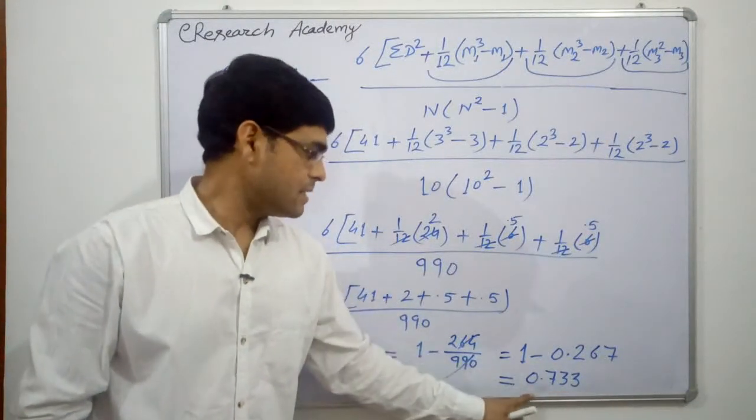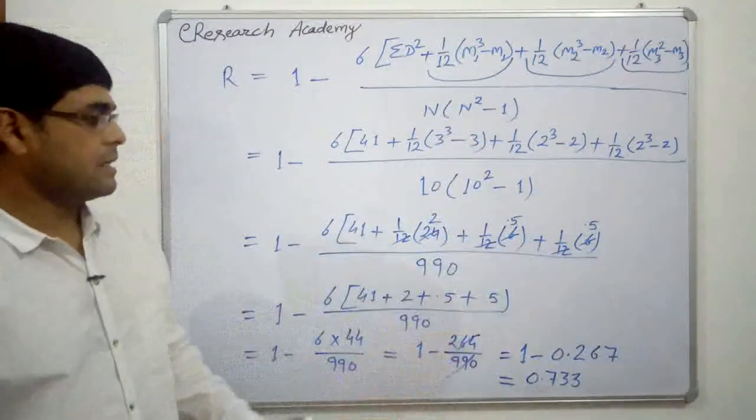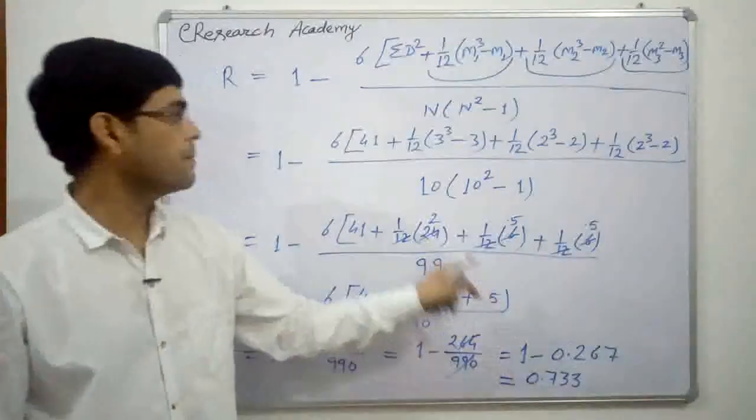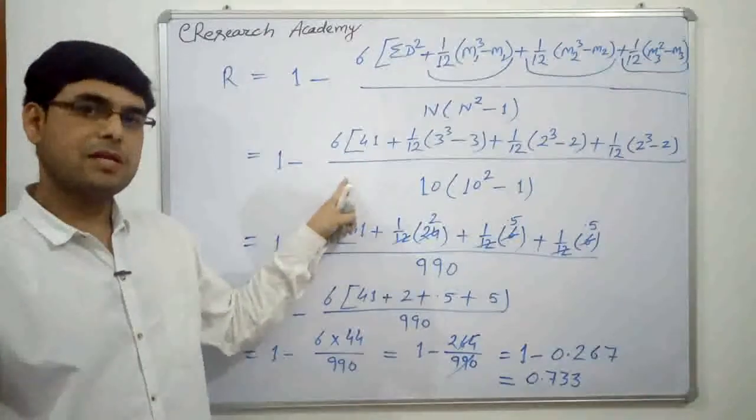So friend, this is the procedure to calculate the correlation value under Spearman's rank correlation when the ranks are repeated.